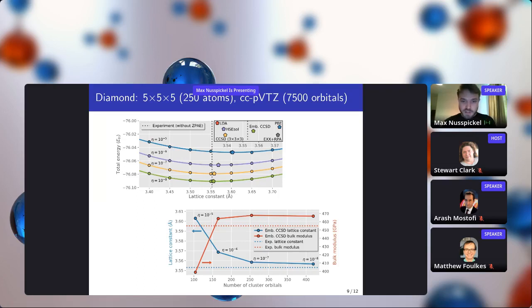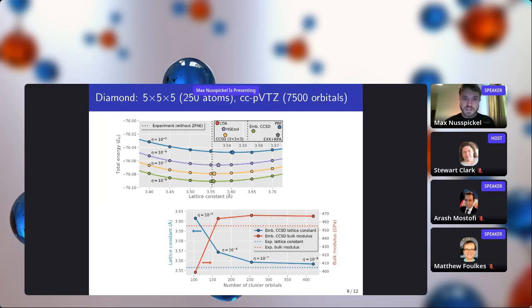Finally, here again, I show in blue the lattice constant as a function of cluster size, and it converges nicely, and also the bulk modulus in red. It's a bit overestimated compared to the experiment. But keep in mind, this axis also doesn't start at 0. This is about 3% overestimated here, so it's not terrible.